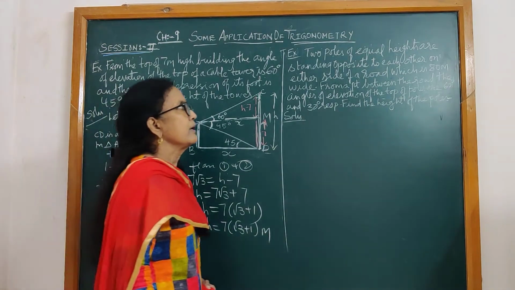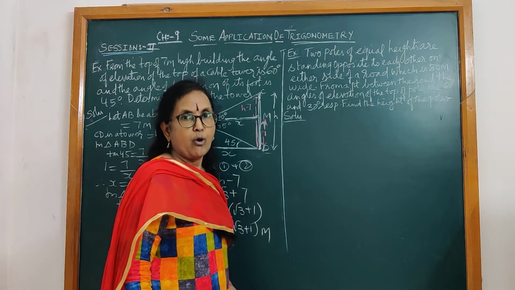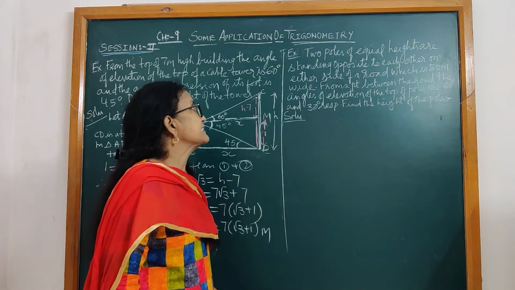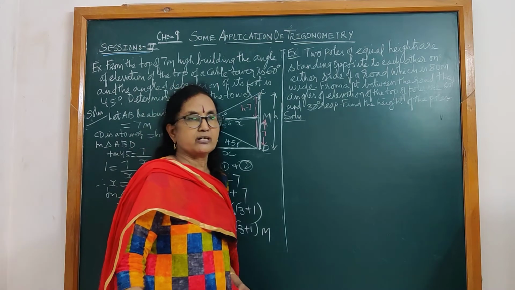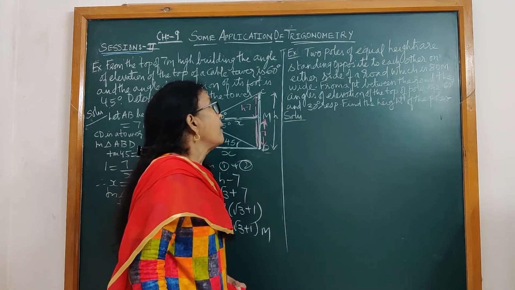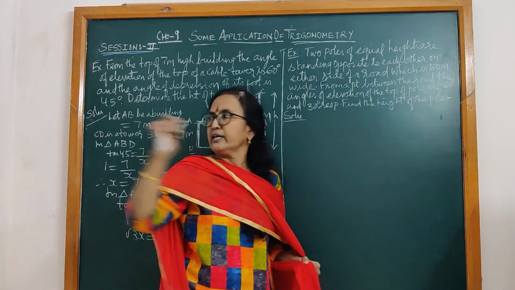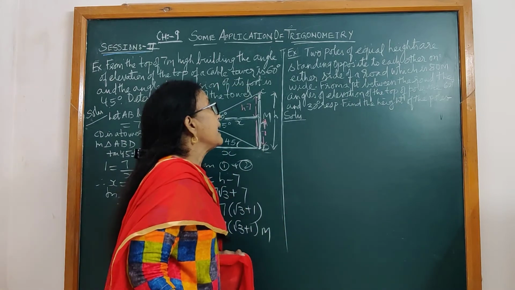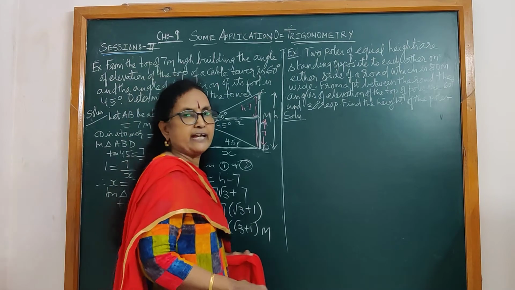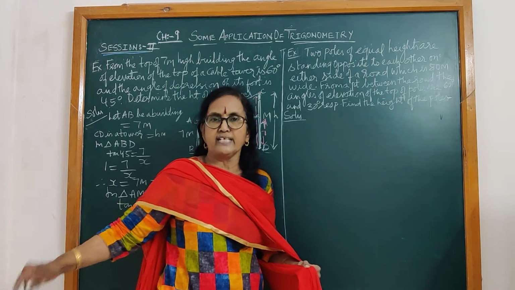Next question. Two poles of equal height, both poles having the same height, are standing opposite to each other. One pole is here, the other pole is here, on either side of the road. Suppose the road runs this way, one pole here, another pole here, on opposite sides of each other, on either side of the road, which is 80 meters wide. The width of the road is 80 meters.